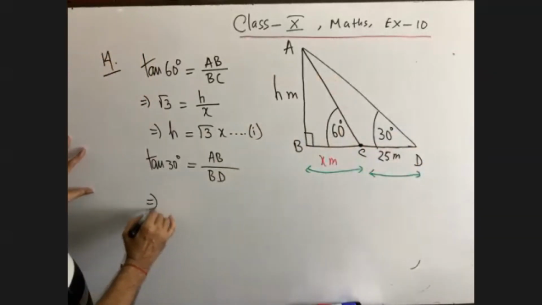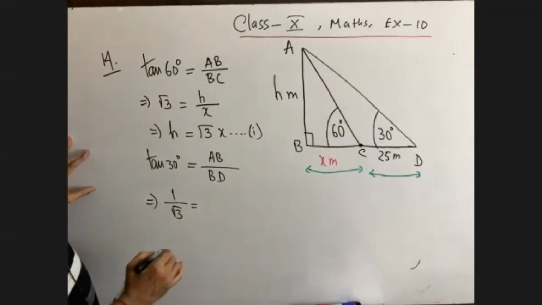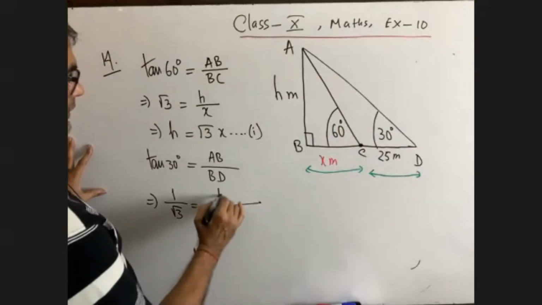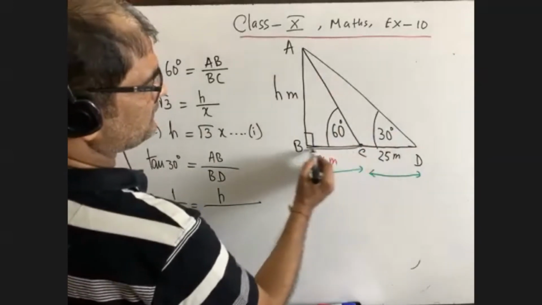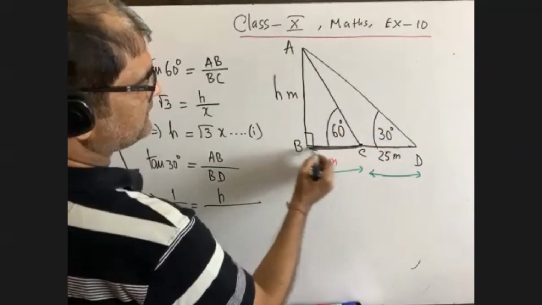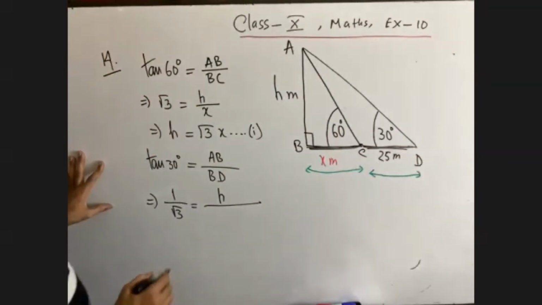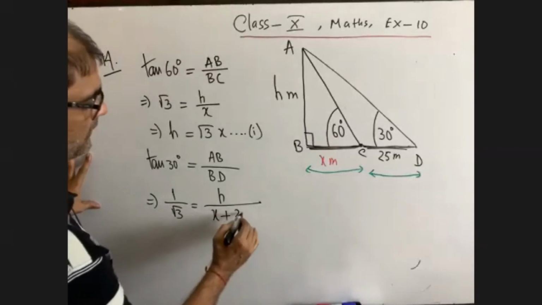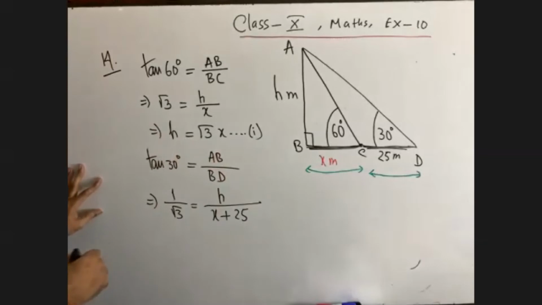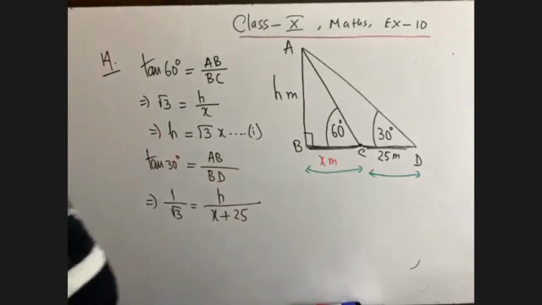That means tan 30 means what? 1 by root over 3. What is AB? And what is BD? BD here has been divided into two segments, BC and CD. BC is x and CD is 25. Have you seen? BD means what? x plus 25.